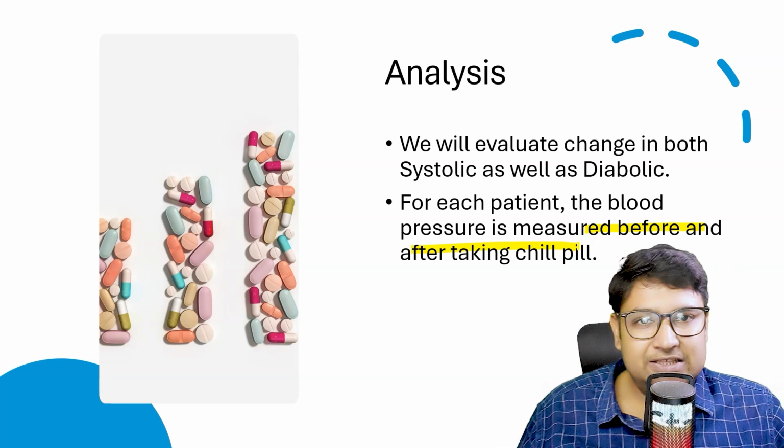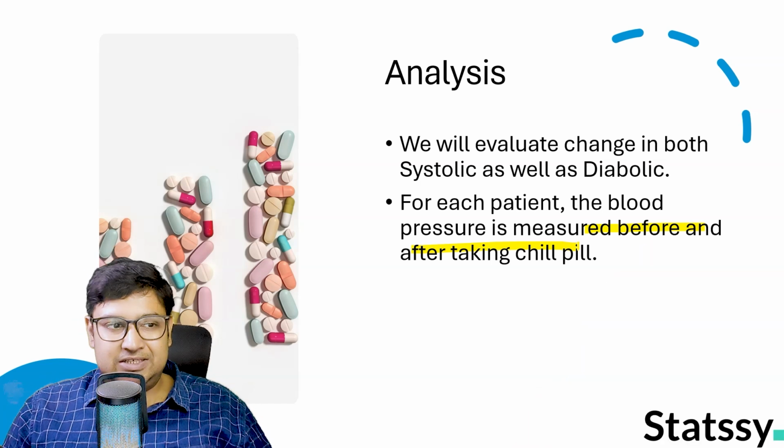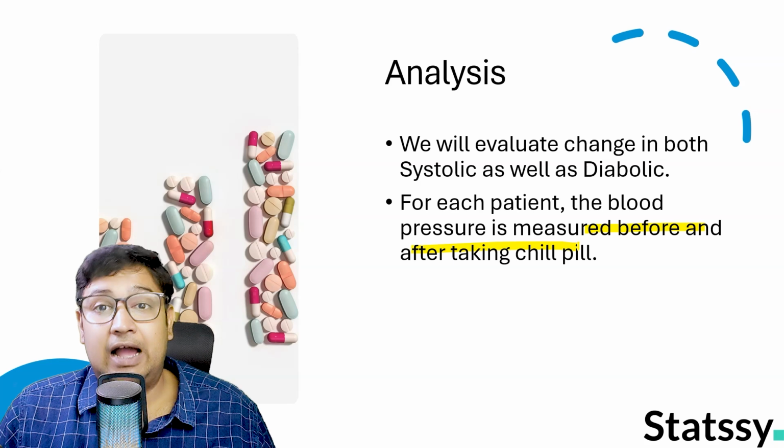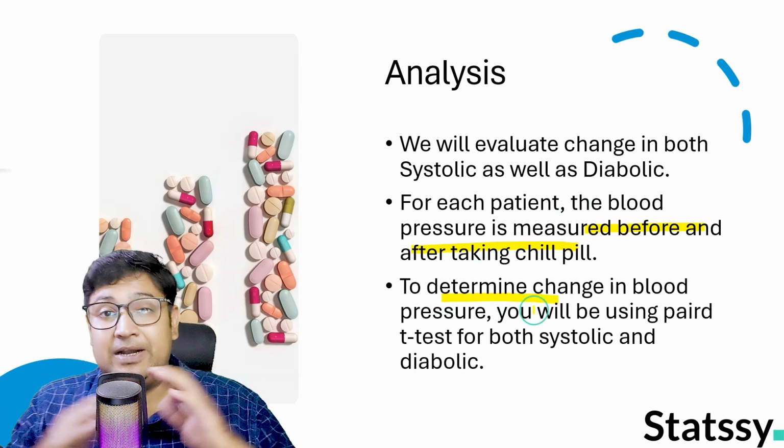To determine the change in blood pressure, we will be using the paired t-test to understand how the systolic blood pressure changed and how the diastolic blood pressure changed, separately.